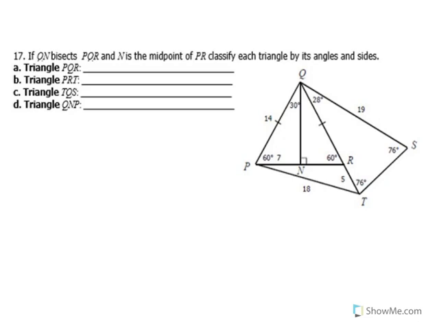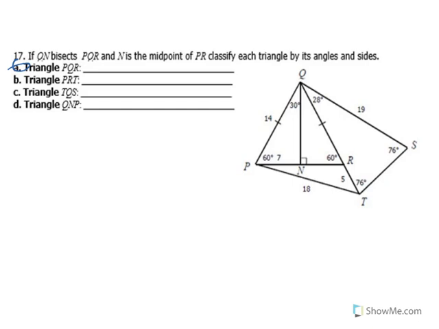Okay, you will finish this problem, but I will start it with you. If QN bisects PQR, and N is the midpoint of PR, classify each triangle by its angles and sides. So let's take this first part. If QN, right here, bisects, which means cuts in half, PQR, and N is the midpoint of PR, we'll classify each triangle by its sides.